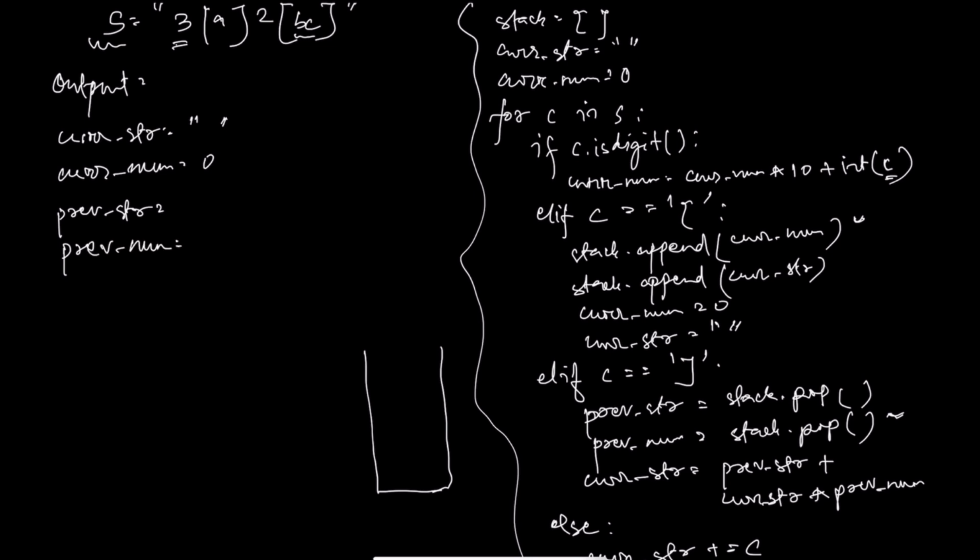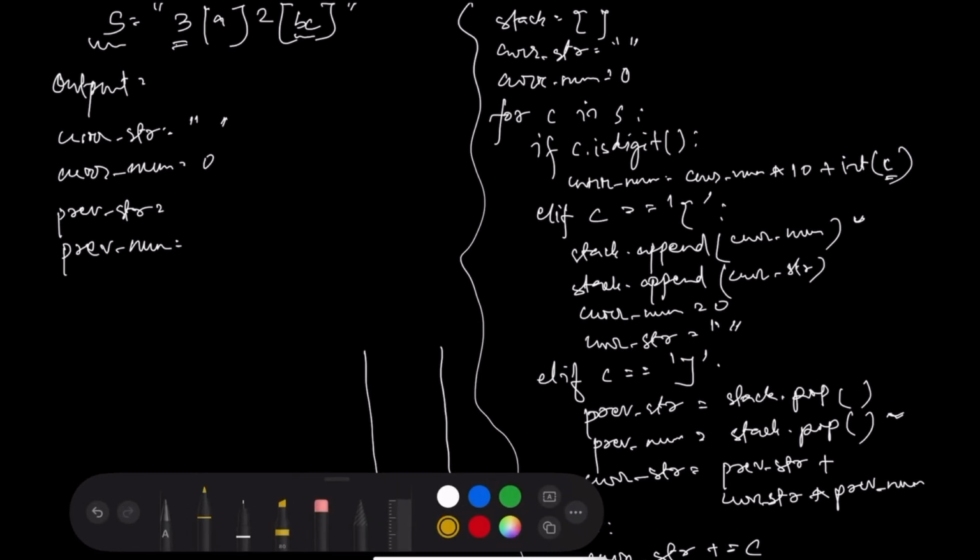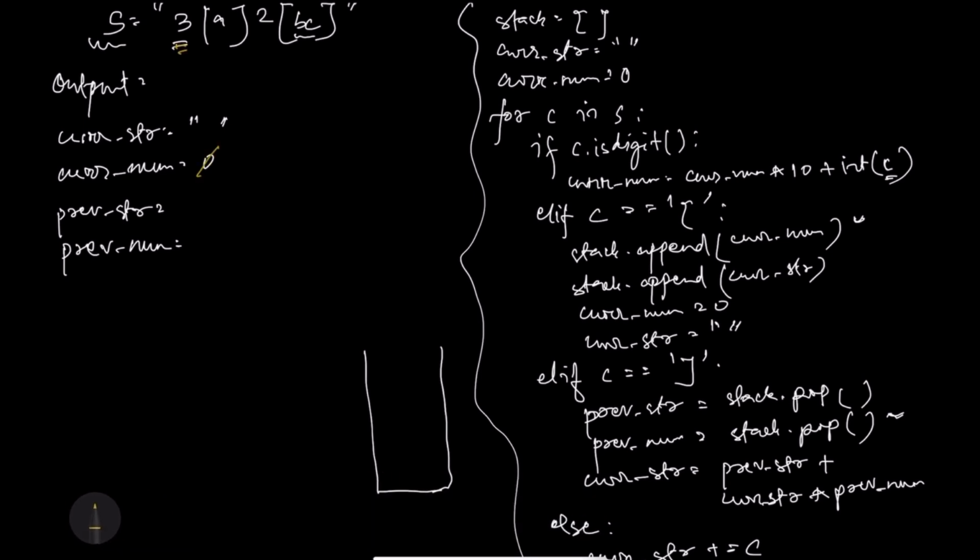So let's begin. First we will encounter 3, which is a number. So we would come to our current number and update it to 3. Then we encounter an open bracket. So we would append our current number, that is 3, and our current string, that is an empty string, and then update our current number and current string to 0 and an empty string. As we already have an empty string, I'm not doing anything.